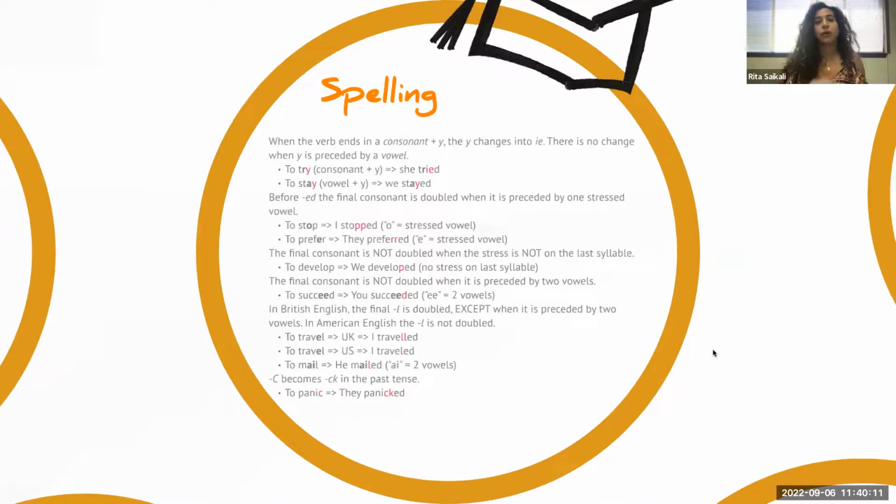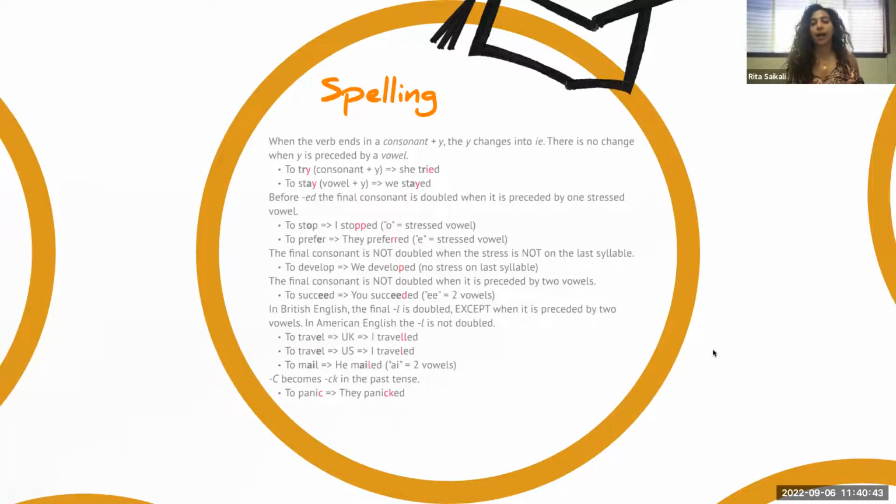All right, so here are a few tips to help with spelling. We did this for the simple present as well. Remember, we had a few rules. Here as well, we have a few rules. So when the verb ends with a consonant plus y, the y changes into ie. There is no change when y is preceded by a vowel.